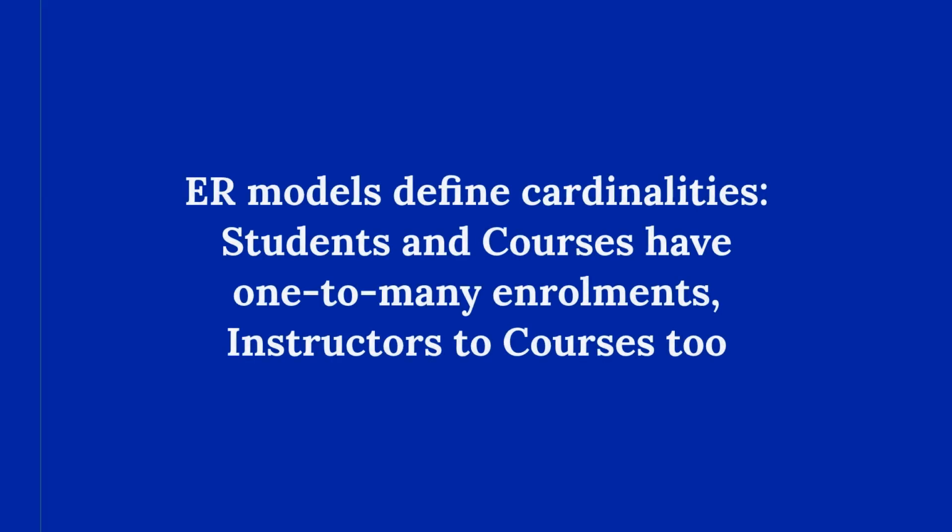Relationships in models have defined cardinalities. A student can have multiple enrollments, showing a one-to-many relationship. Similarly, a course can have multiple enrollments. Instructors have a one-to-many relationship with courses. Cardinality helps in understanding the scope of relationships.